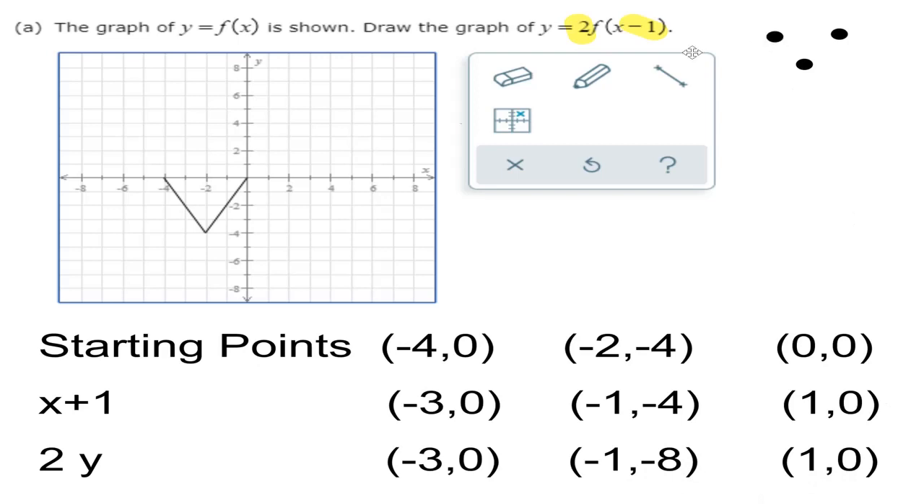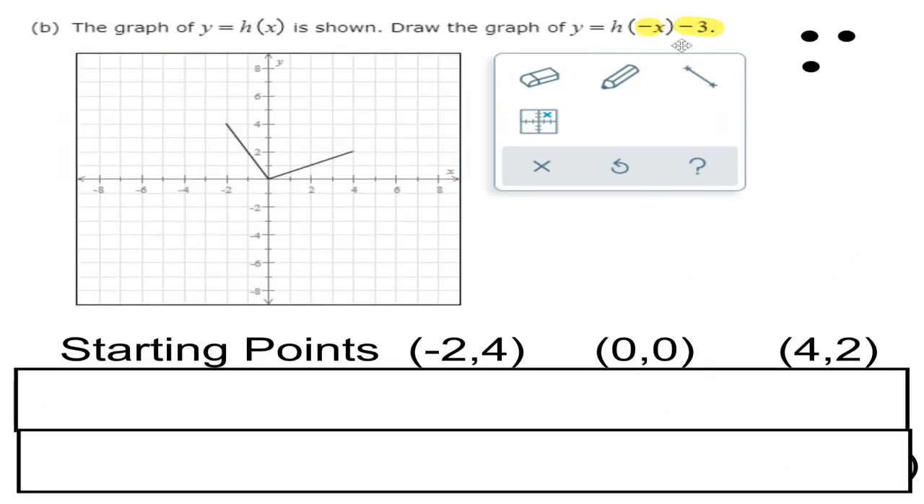So we're going to take this point. So I got (-3, 0). So that's right there. (-1, -8), and then (1, 0). And then we connect those with lines. And I have my new graph.